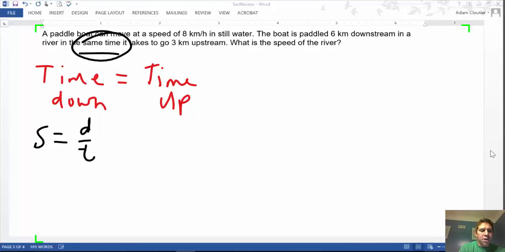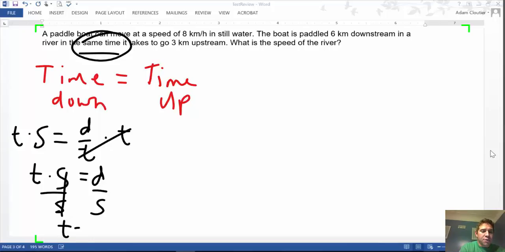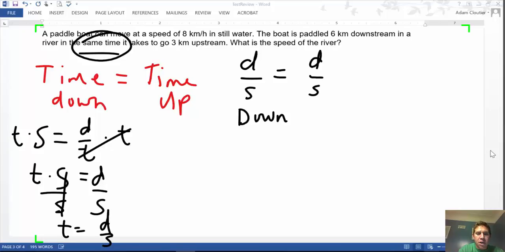So to solve for time, we clear our fractions by multiplying by t. The t's will cancel. We'll get distance equals time times speed. And then to get time by itself, we divide both sides by speed, to get time equals distance over speed. So if time down equals time up, I will have d over s equals d over s, where this is down and this is upriver.